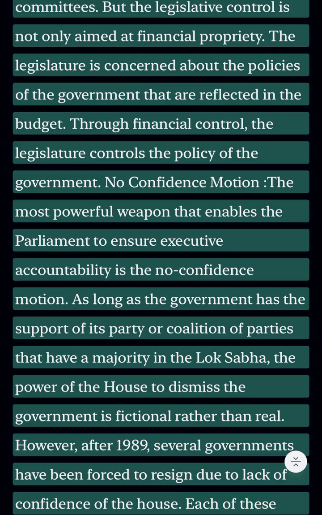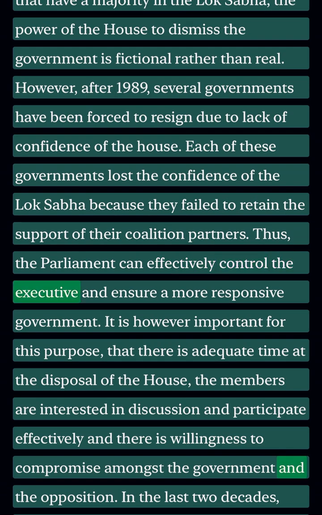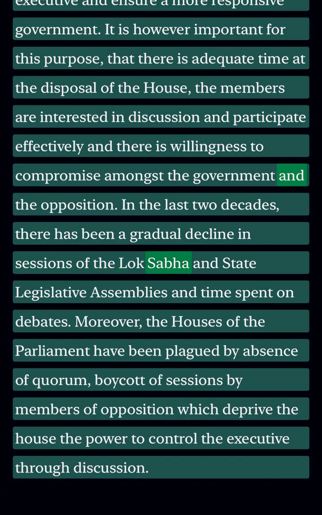Each of these governments lost the confidence of the Lok Sabha because they failed to retain the support of their coalition partners. Thus, the Parliament can effectively control the executive and ensure a more responsive government. It is, however, important for this purpose that there is adequate time at the disposal of the House, the members are interested in discussion and participate effectively, and there is willingness to compromise amongst the government and the opposition. In the last 2 decades, there has been a gradual decline in sessions of the Lok Sabha and state legislative assemblies and time spent on debates.